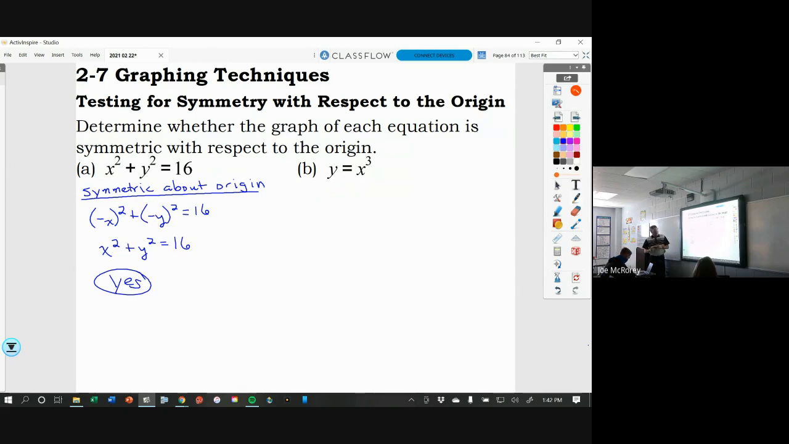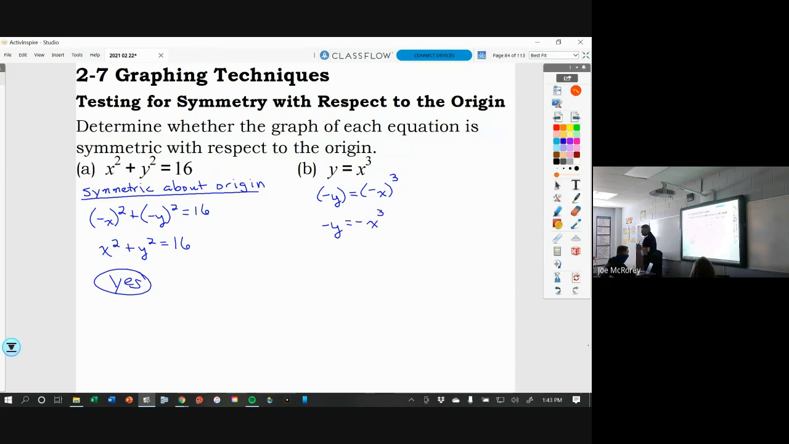How about part B? Replace y with negative y. Replace x with negative x. And simplify. Left side is just negative y. The right side, we have negative x times negative x, that would be positive x squared. Times negative x makes it negative again, a negative x cubed.